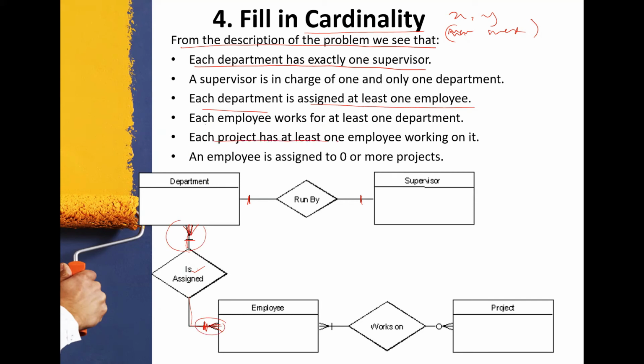Okay, each project has at least one employee working on it. Each project has at least one employee work on it. Okay, each project at least works on one or many employee. An employee is assigned to zero or more project. So, an employee assigned to zero or more project. Tu cara dia. Okay, tu cara nak dapatkan cardinality.